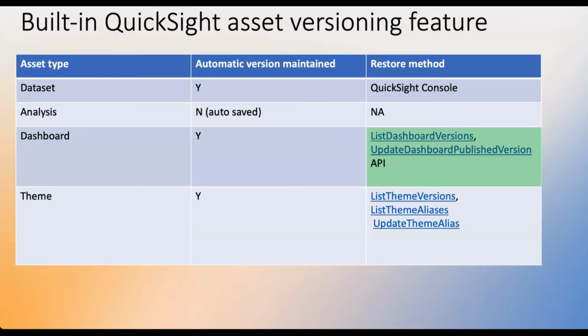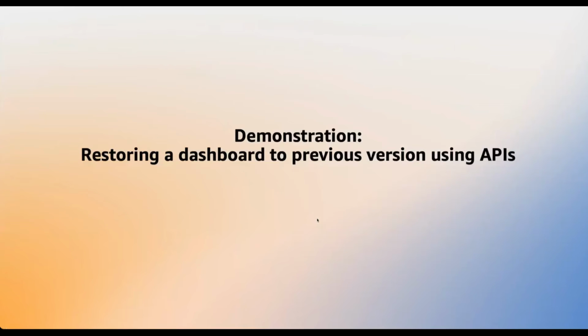So you can use, for example, list dashboard versions to list down all the dashboard versions. And suppose you want to restore a dashboard, let's say from non-production to production, if you have deployed a dashboard and you want to restore the dashboard to a previous version, you can use the published version API to switch back to the previous version of the dashboard. And same way, there are theme aliases, which help you to switch between various theme versions. So in the next demo, let's look at the versioning of the dashboard.